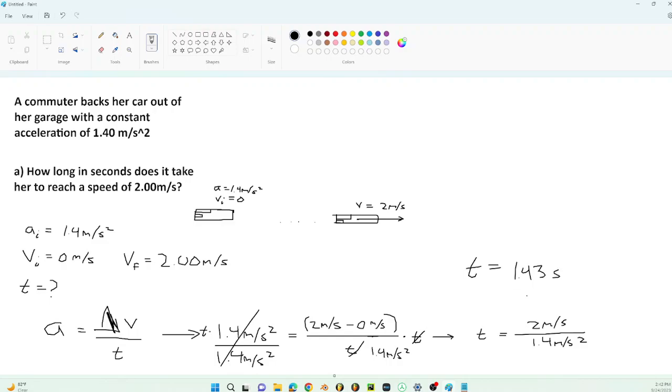Now, if you divide 2 by 1.4, you get this funny looking number, 1.42857, and it doesn't end. So how did we know to round these digits? Well, that is because of significant figures here. How long in seconds does it take? Let's see what we divided. We divided our change in velocity, which was 2.00 meters per second, divided by our acceleration, 1.40 meters per second squared.